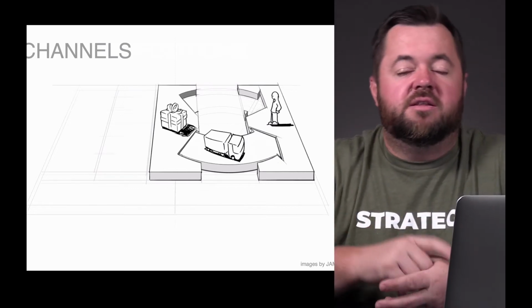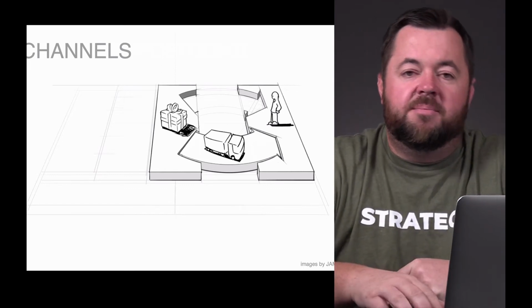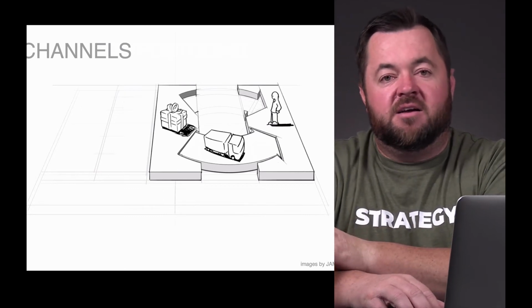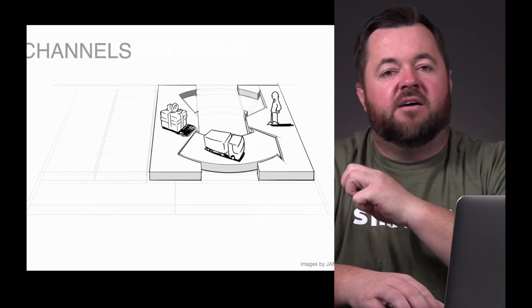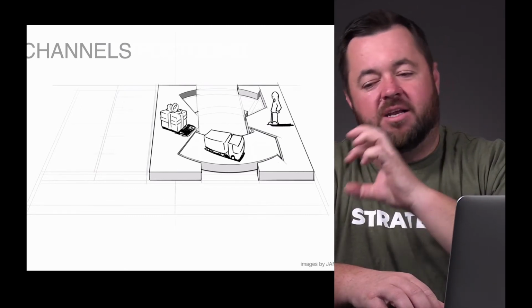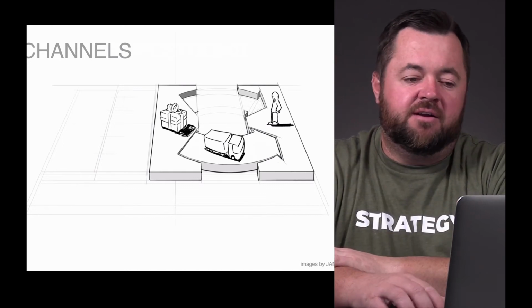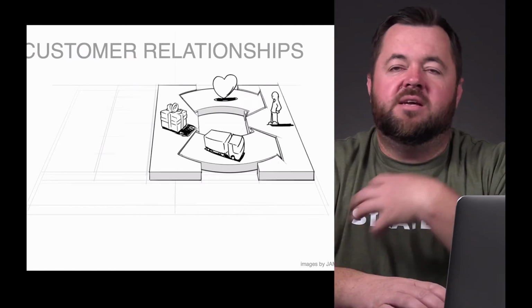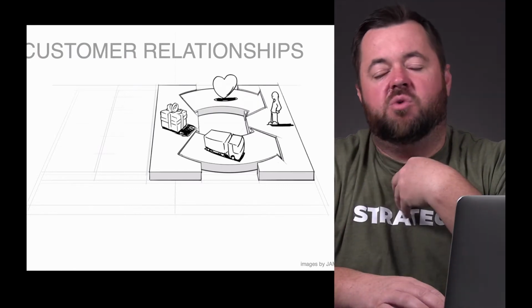Now, we'll go into this a lot deeper in future lectures, but channels are really about how we sell and communicate to that customer, what the implied values are through each of those channels, and how I can tailor my product for each one of those channels. The next area is about customer relationships. What is it that tethers that customer to our business?